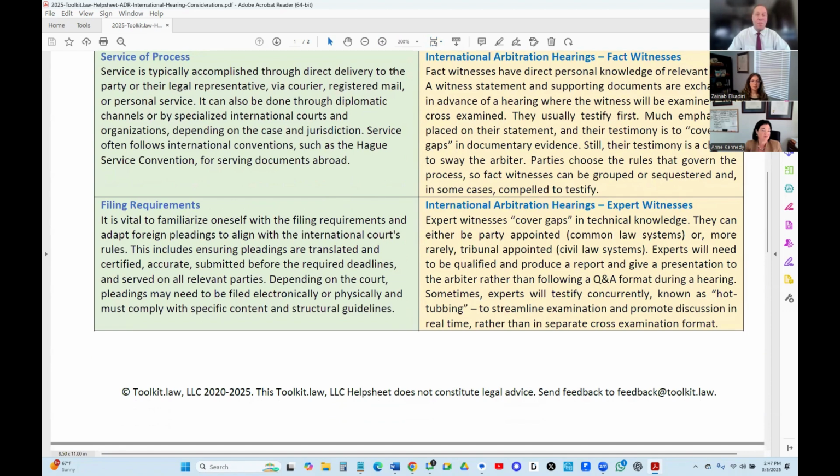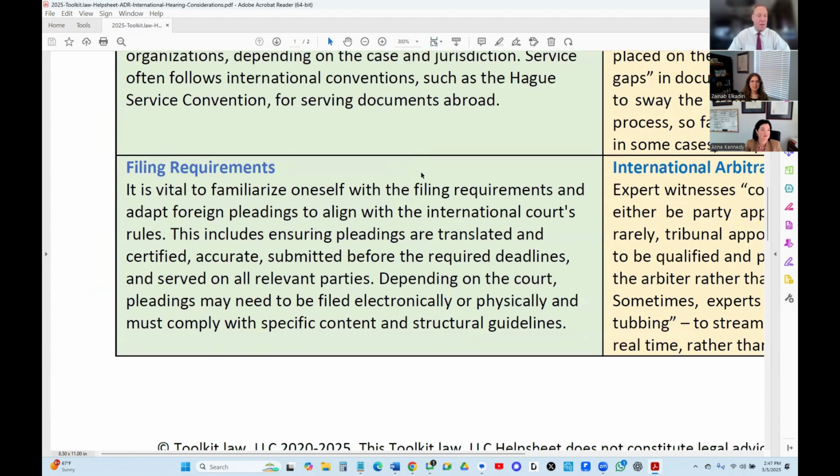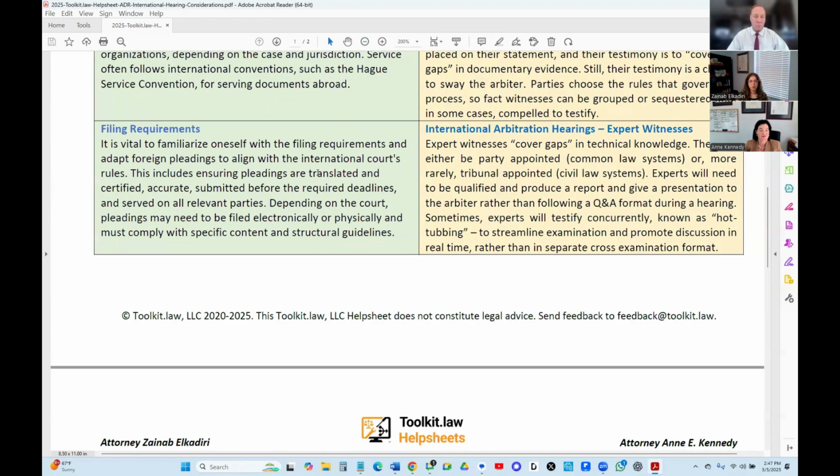Lastly, I see you have something on filing requirements. That's correct. It is vital to familiarize oneself with the filing requirements and adapt foreign pleadings to align with the international court's rules. This includes ensuring pleadings are translated, certified, accurate, and submitted before the required deadlines and served on all relevant parties. Depending on the court, the pleadings may need to be filed electronically or physically, and they must comply with specific content and structural guidelines.